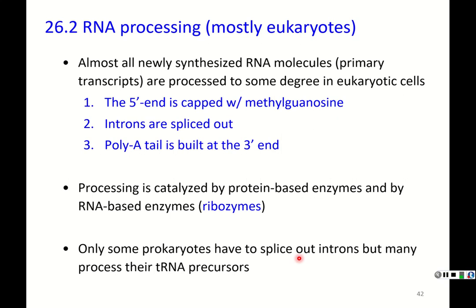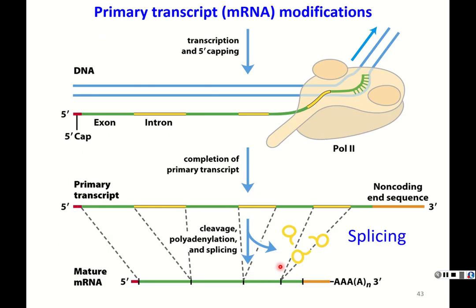Only some prokaryotes have splicing out of introns, but many do process their tRNA precursors. So introns are relatively rare in prokaryotes, but their transfer RNAs do get processed to some degree.